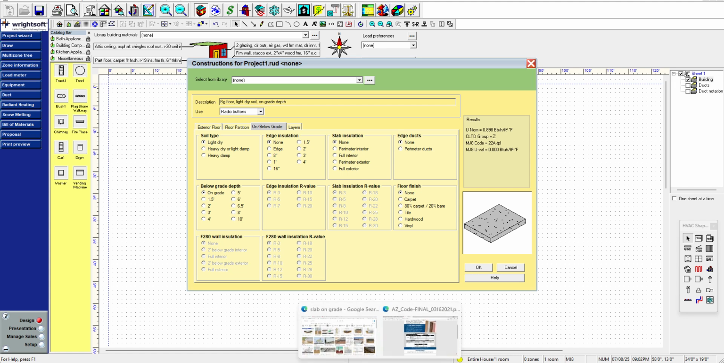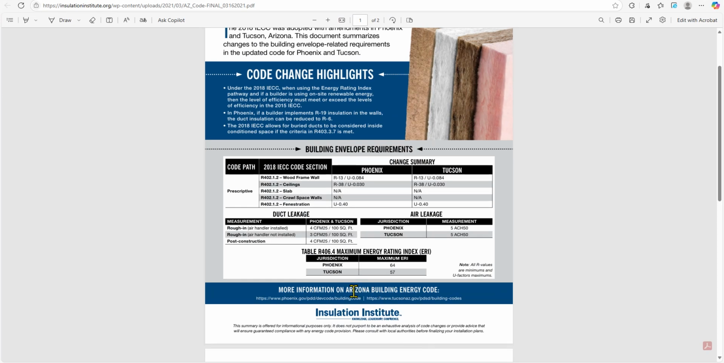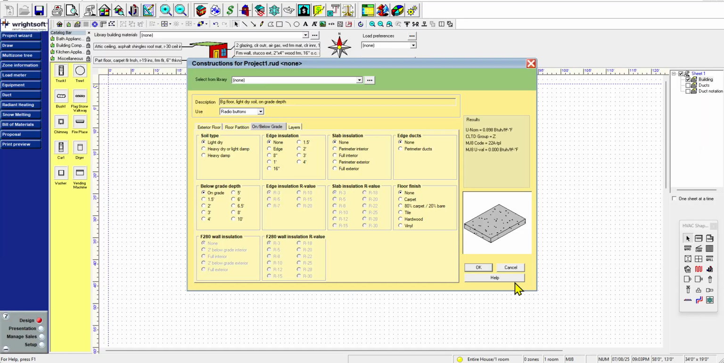Actually, you know what? Let's go back. They talk about here, this is for, here we go, slab. Okay. NA. So meaning there's no requirement for slab insulation in Phoenix. Actually, this is great. I'm glad I pulled this up. Okay. So no slab insulation. Let's say the flooring is hardwood. Yeah. So our U value is 0.